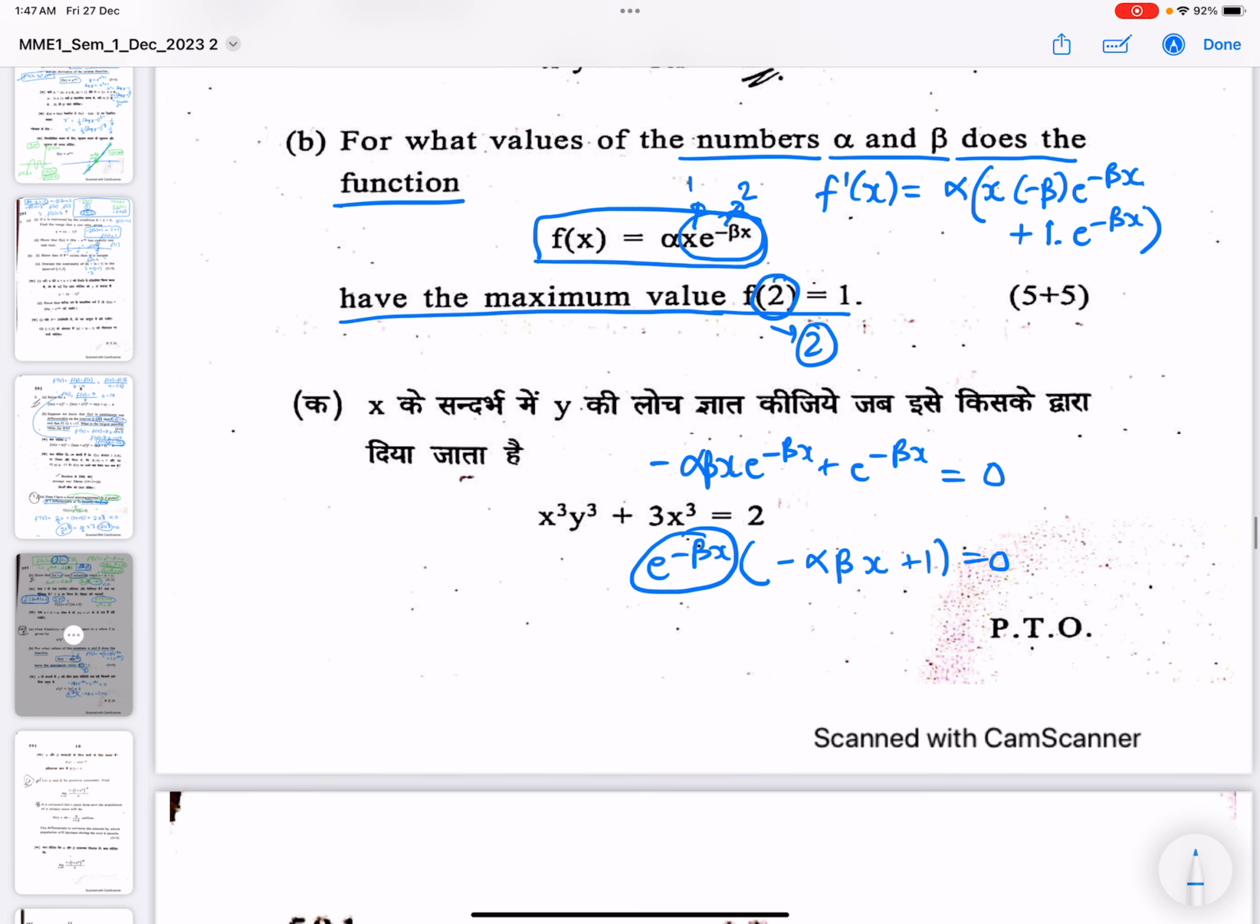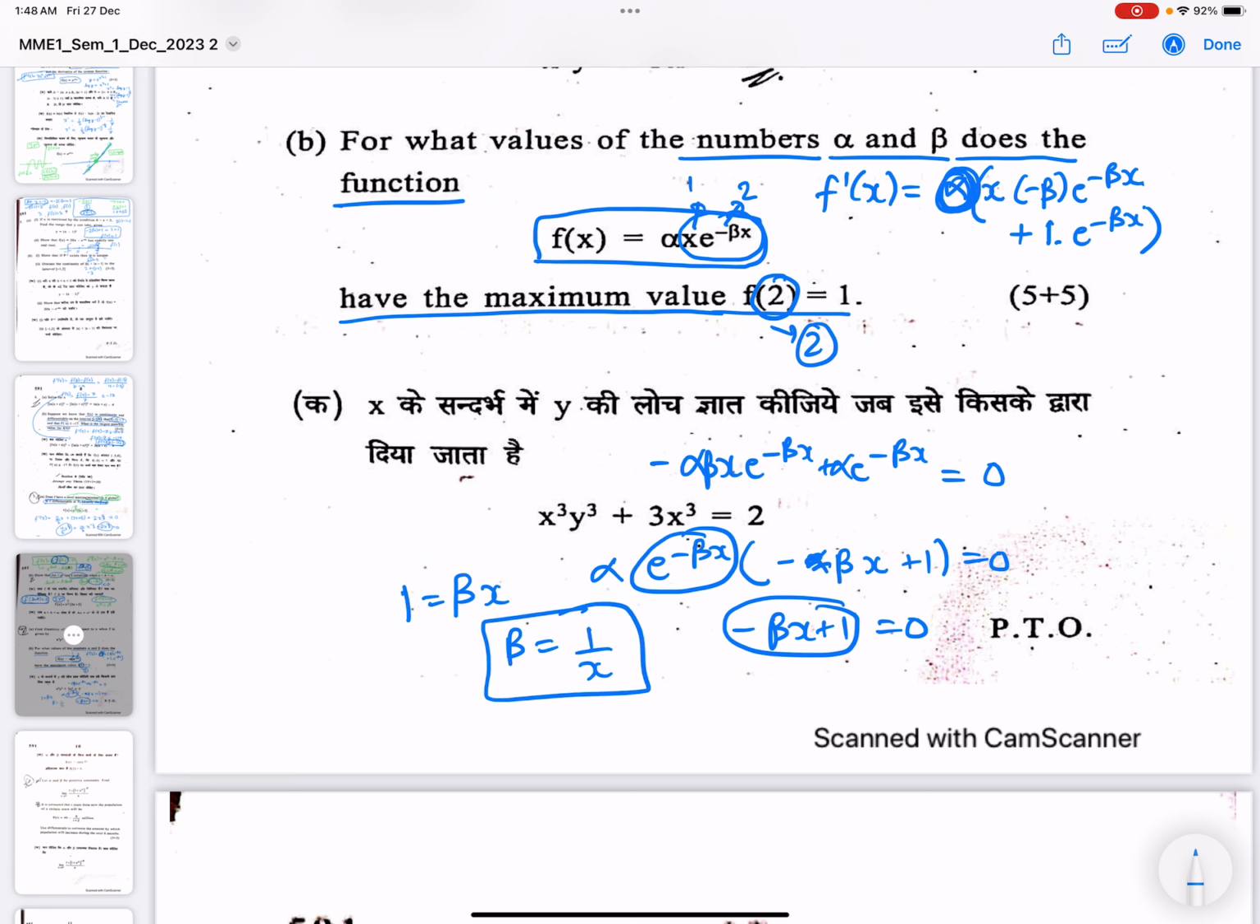So alpha is also common. Alpha was common initially, so it would be plus alpha times this. So alpha is also common. So we are left with minus bx plus 1 needs to be 0. So this means 1 equals to beta x, and beta would be equals to 1 by x. So this would be a critical point. So x equals to 1 by beta is a critical point.